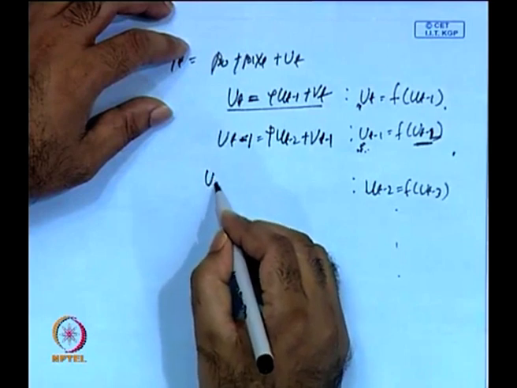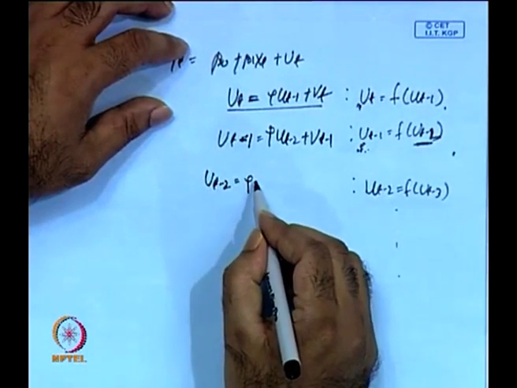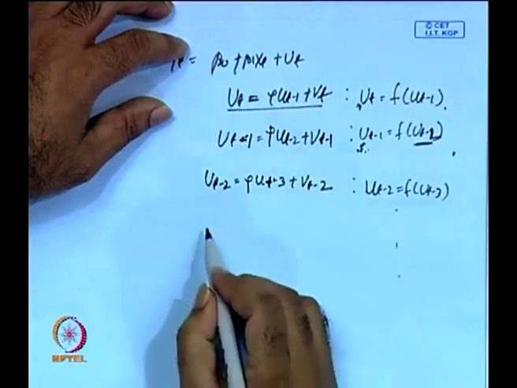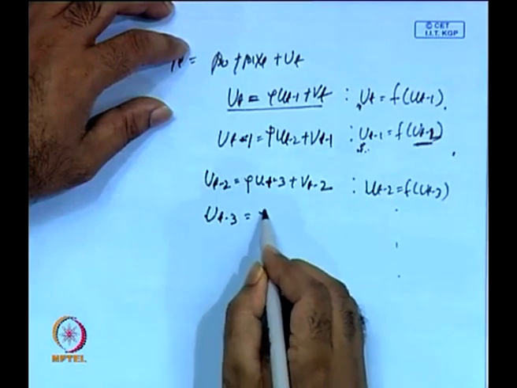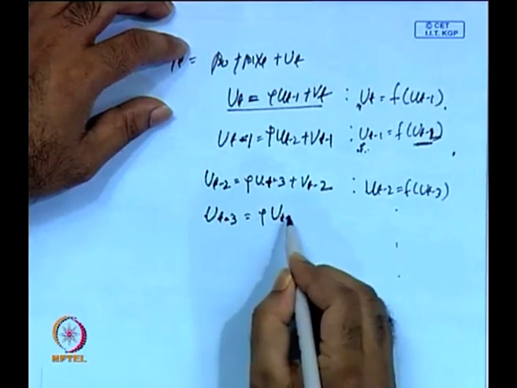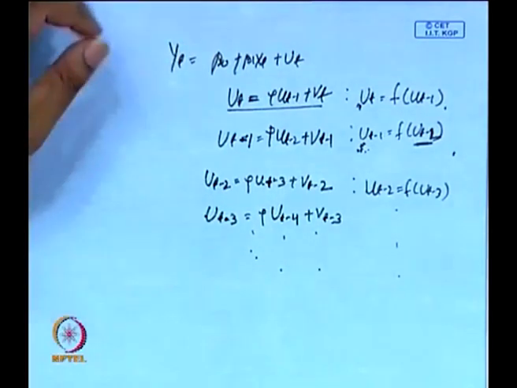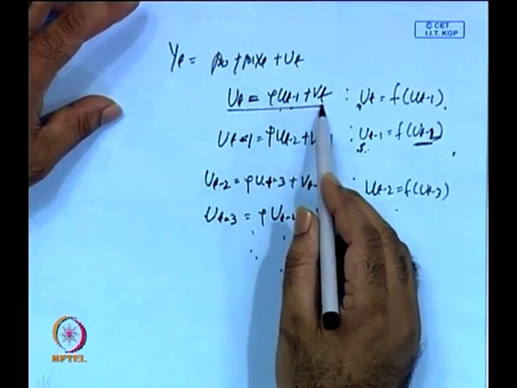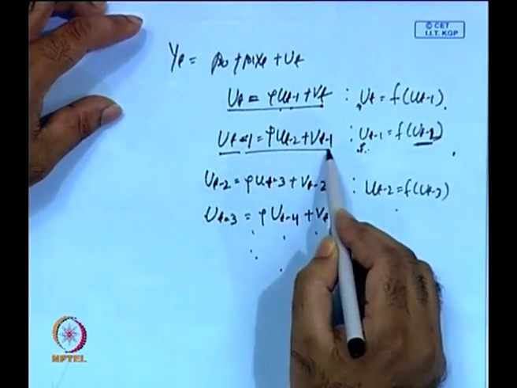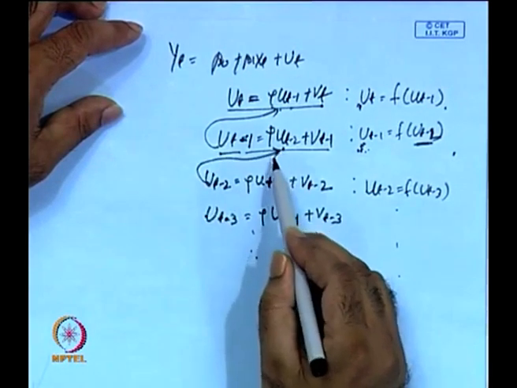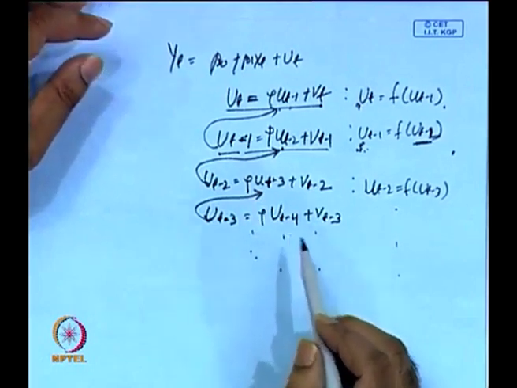Similarly, ut minus 2 can be written as rho ut minus 3 plus vt minus 2. Similarly, ut minus 3 is equal to rho ut minus 4 plus vt minus 3. Like this it will continue. Now ultimately you see here, ut is a function of rho ut minus 1 plus vt, but ut minus 1 again is a function of ut minus 2. So ut minus 1 can be substituted this way, then ut minus 2 can be put here, then ut minus 3 can be put here. If you put all these items in sequence, you will get another interesting model. Let us see what that interesting model is.